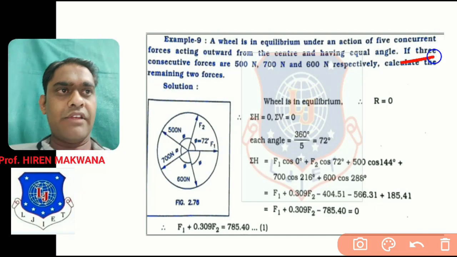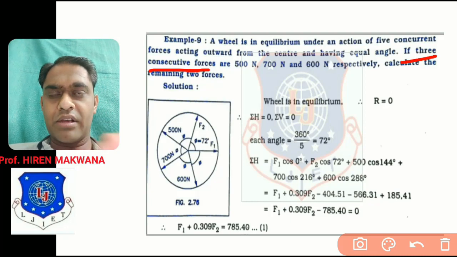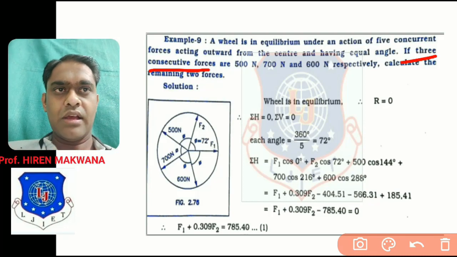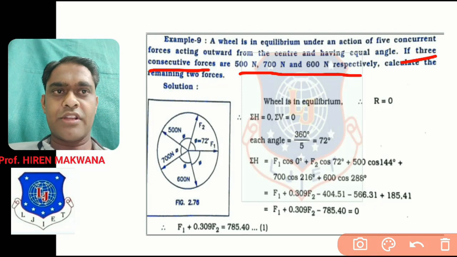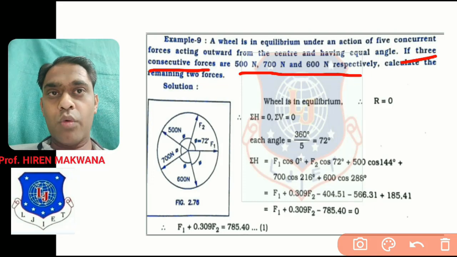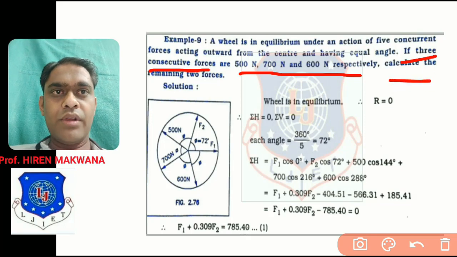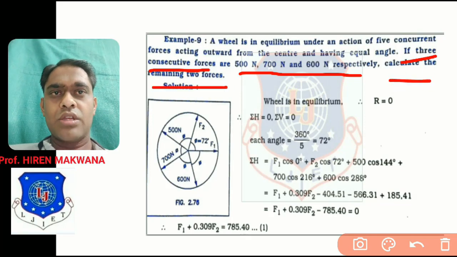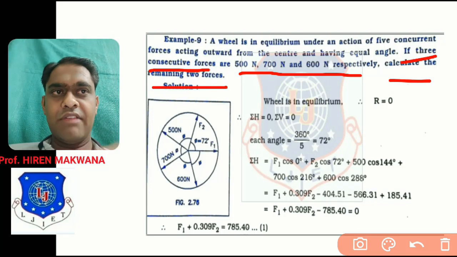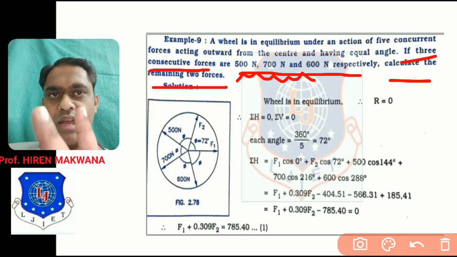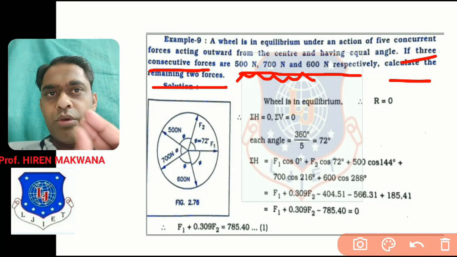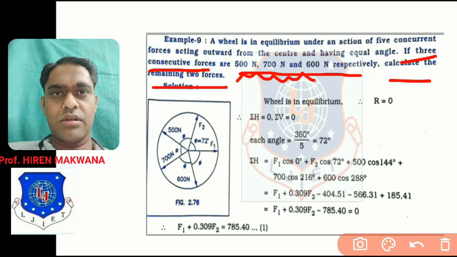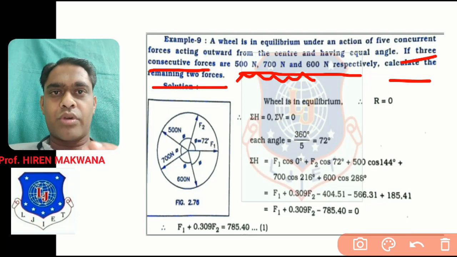If 3 consecutive forces, consecutive meaning three forces one after another, are 500, 700 and 600 Newton respectively, calculate the remaining 2 forces. So there are 5 forces of which 3 are given, 500, 700, 600, but 2 forces are unknown. How you place these forces on the circle is the main important thing.